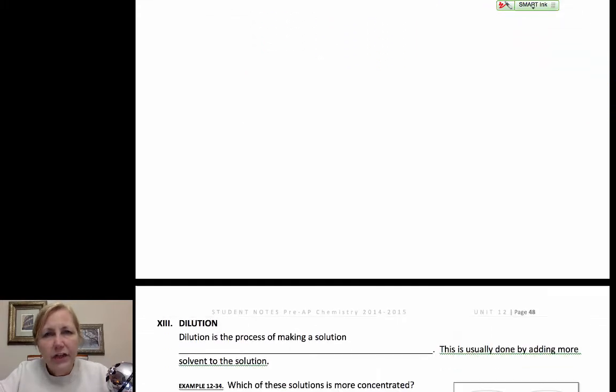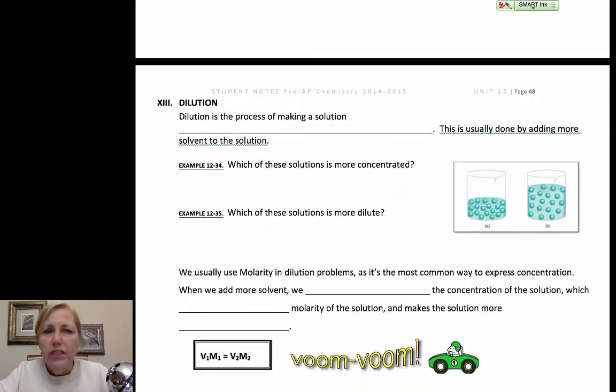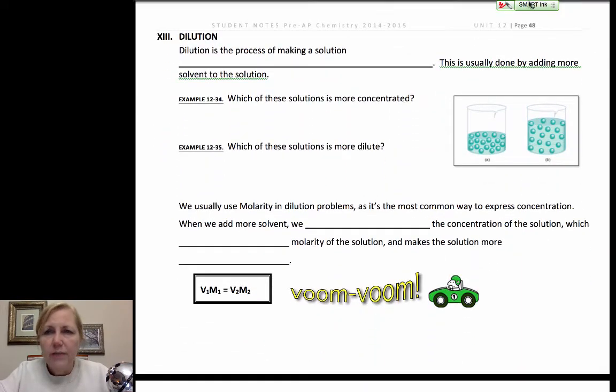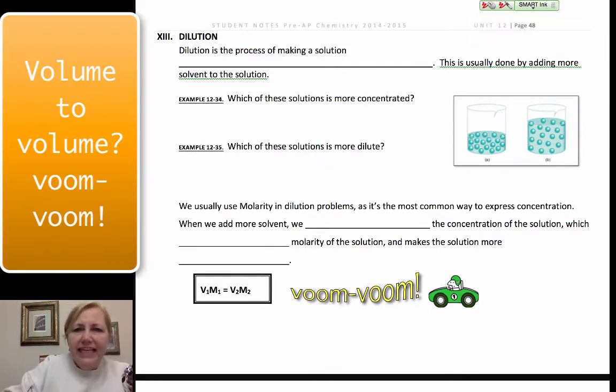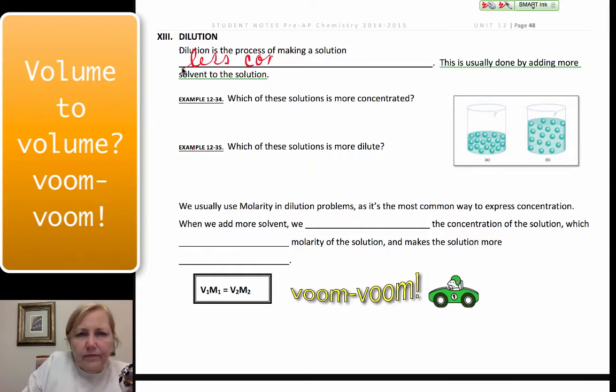We've been talking about molarity and the application of molarity to stoichiometry, and now we're going to talk about dilution. Dilution is the process of making a solution less concentrated. We end up with the same moles, but we change the volume by adding more solvent. So when we're doing this, it's not the moles of solute that is changing, it's the volume of solvent.